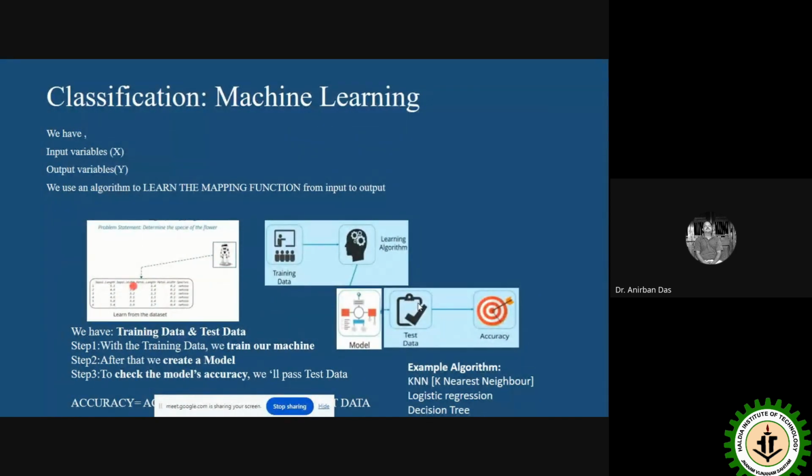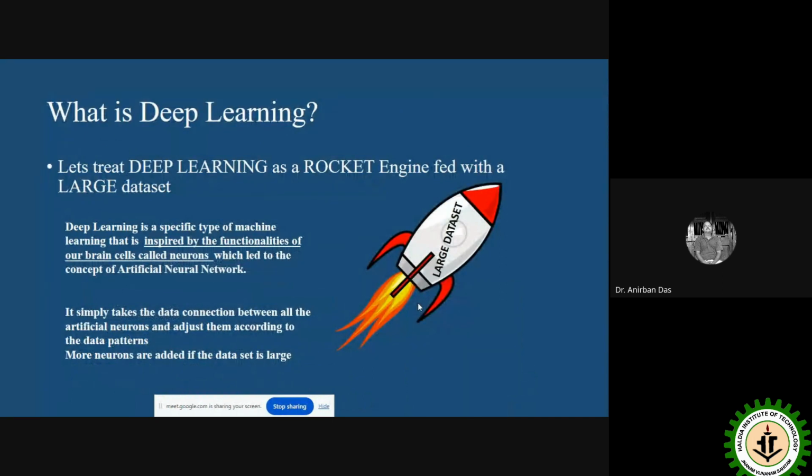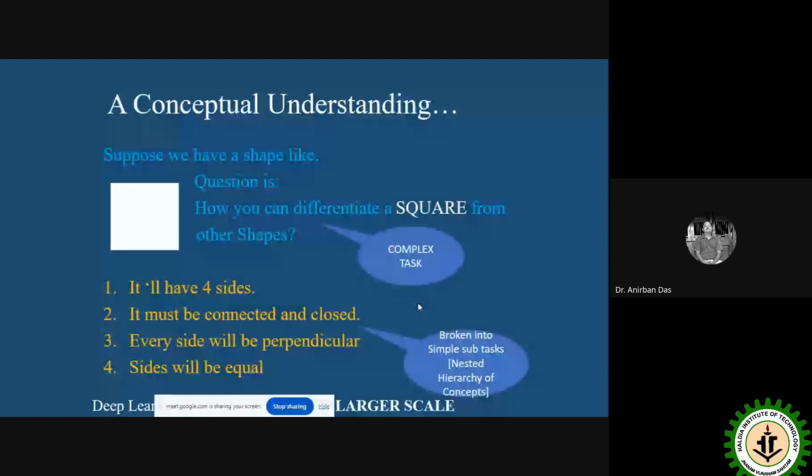In machine learning and deep learning, the basic idea, as you know, is that the machine has to learn based on the data, and the features are to be decided. You need to define the features, and based on that it will work. Whereas in deep learning, the features are automatically identified.